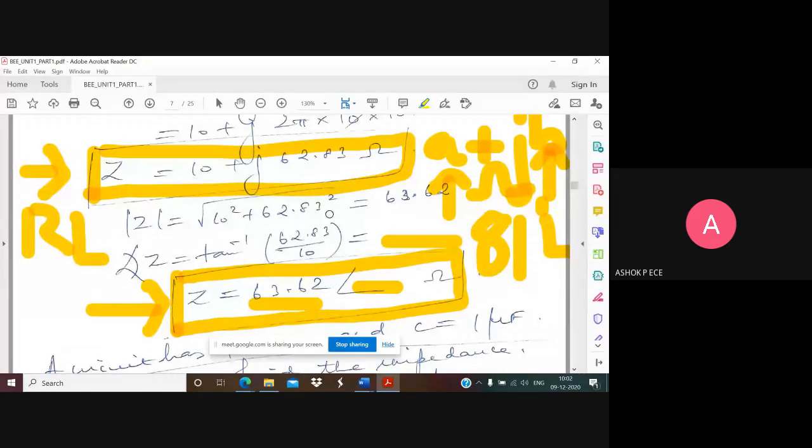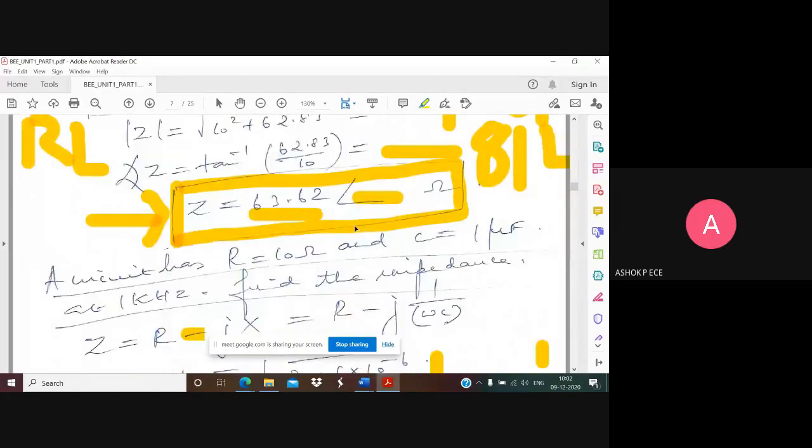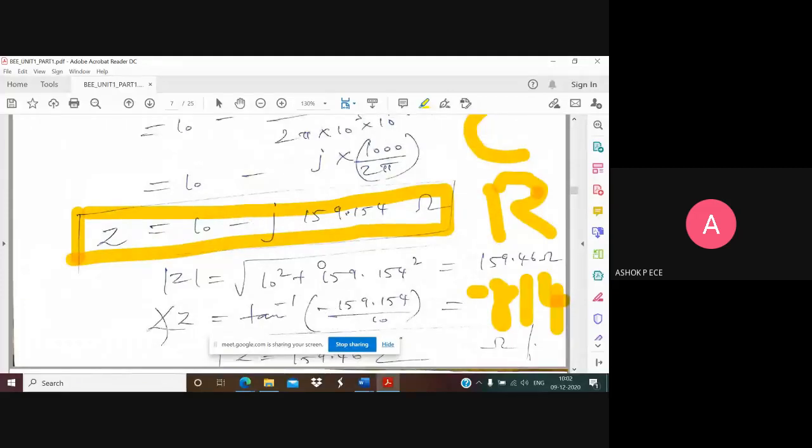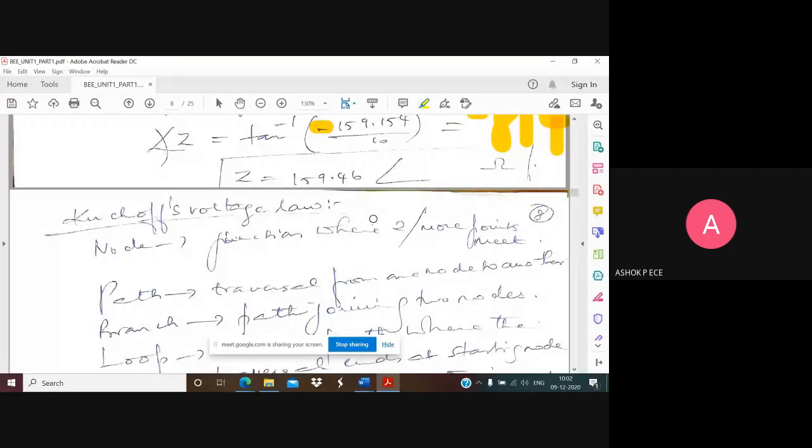Just the imaginary part is 62.83 and the real part is 10. So tan inverse of 62.83 by 10. That's all. Don't take the determinant. It's just the division of two numbers along with the sign. Here you see the imaginary part is negative, so it is tan inverse of minus 159.154 by 10. You should take the minus sign along with it. Okay, is that clear? Anybody having doubts?